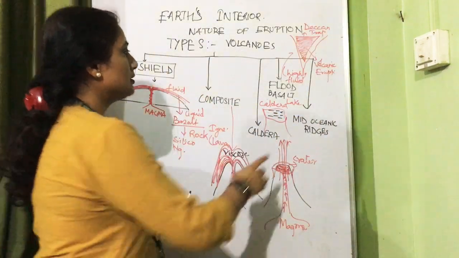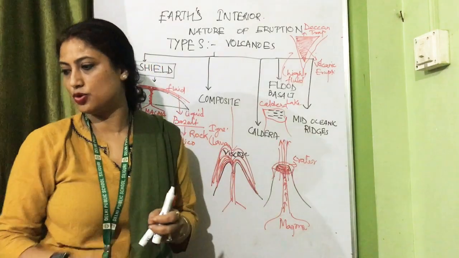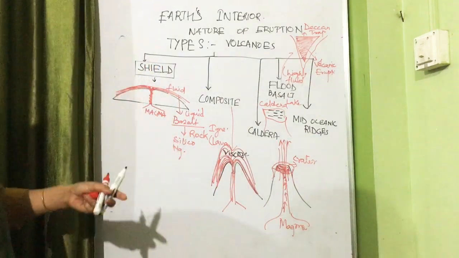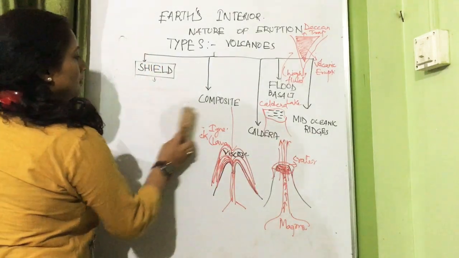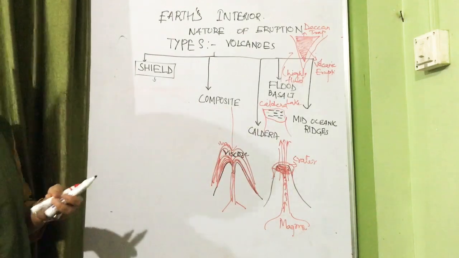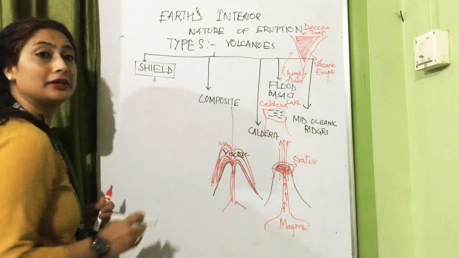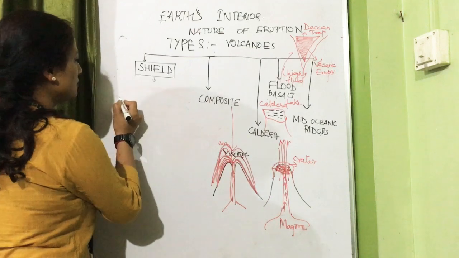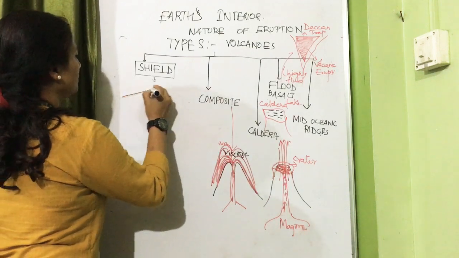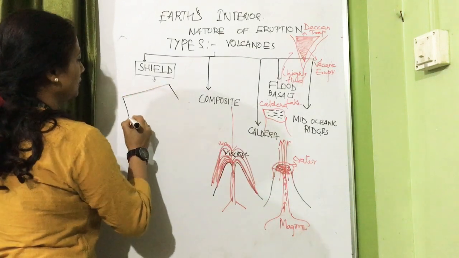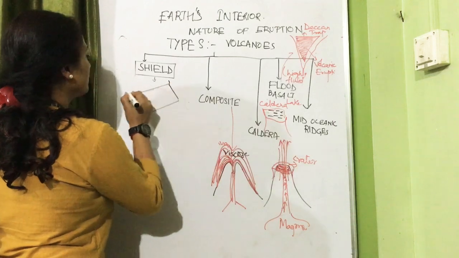The last one, the mid-oceanic ridges. If we talk about mid-oceanic ridges, you need to know why volcanic eruption takes place. Sometimes it has been noticed that, suppose these are the two plates.